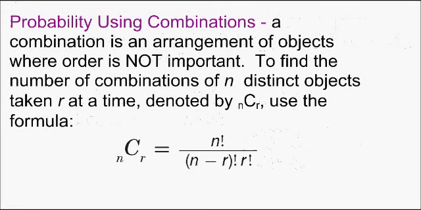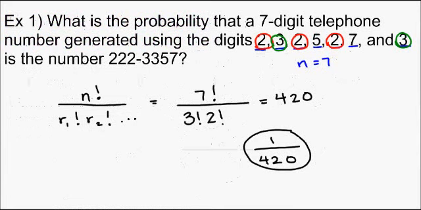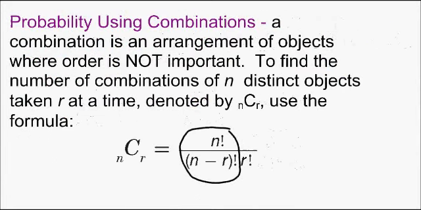Next, probability using combinations. A combination is an arrangement of objects where order is not important. If you want to find the number of combinations of n distinct objects taken r at a time, this is written nCr, and you're going to use this formula: n factorial divided by (n minus r) factorial times r factorial. You'll probably notice that this first part looks like the permutation formula, with an extra r factorial in the denominator.